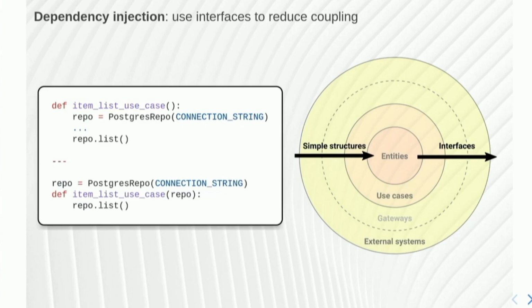The instance has been instantiated outside, so the part of the code that is coupled with the type, the Postgres repo, it's outside. In this case, it's the web framework. Your use case just receives an instance, something that can accept a certain set of messages. Does it make sense? I hope so. This is what happens in a clean architecture. Simple structures inside, interfaces outside.